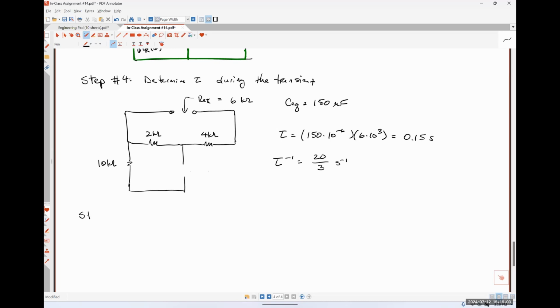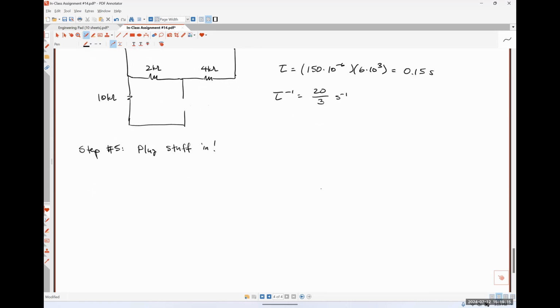All right. So step number 5 is literally just plug stuff in. So our generic equation is y at 0 minus for t less than 0 minus. Sorry about that. y at 0 plus minus y at infinity, times e to the negative t over tau, plus y at infinity for t greater than or equal to 0 plus.